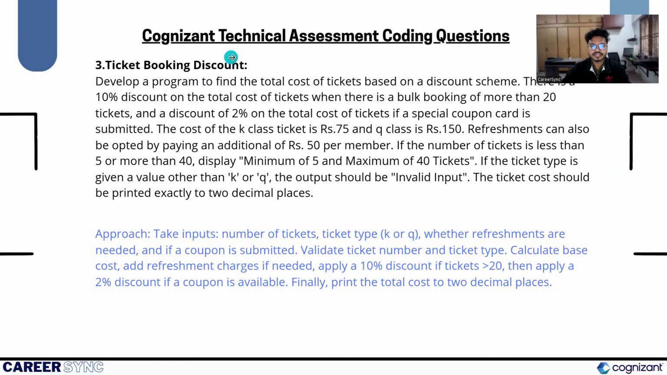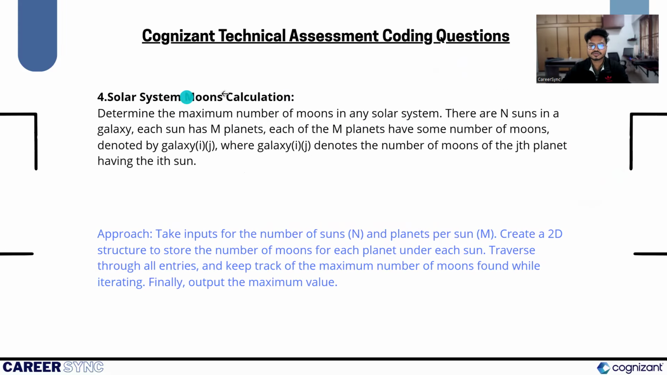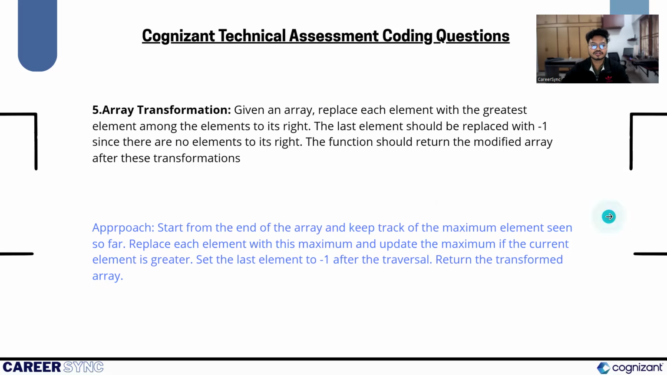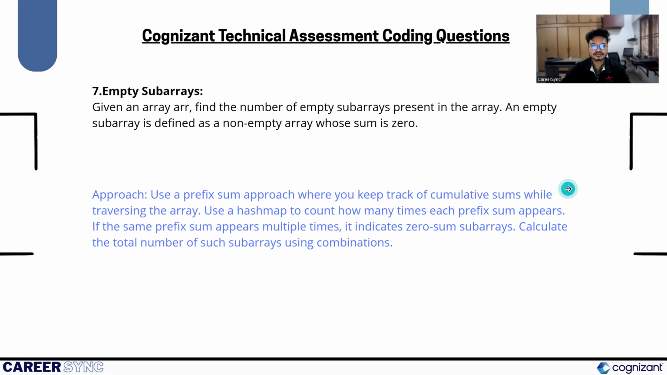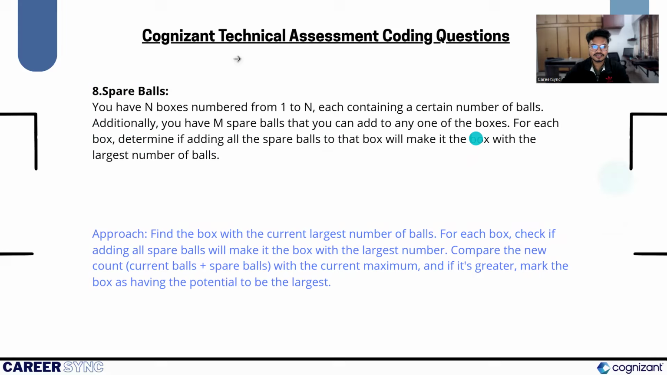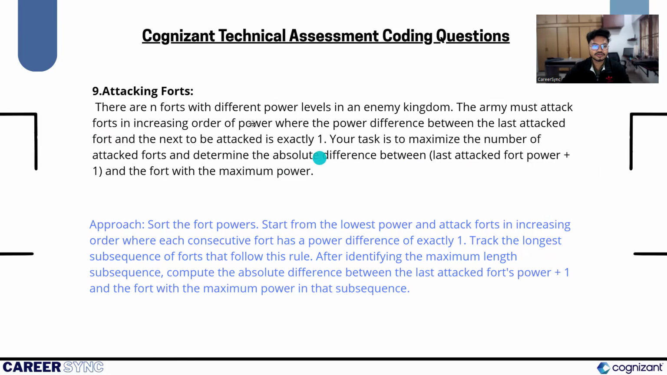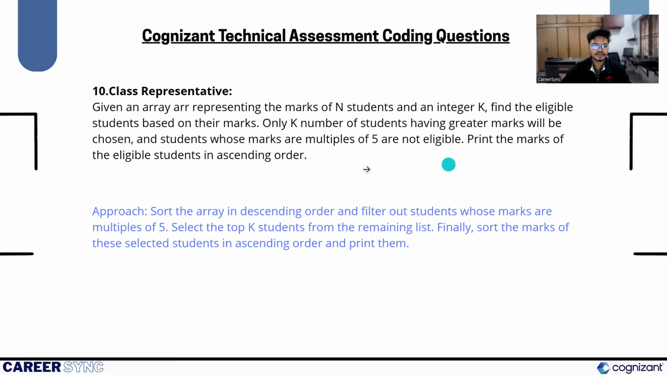Third is ticket booking discount, so you have to write the code for this question. Fourth is solar system moons calculation, array transformation, sequence greatness, empty subarrays, spare balls, attacking forts, class representatives. And one more thing, these questions have been asked in the assessment.